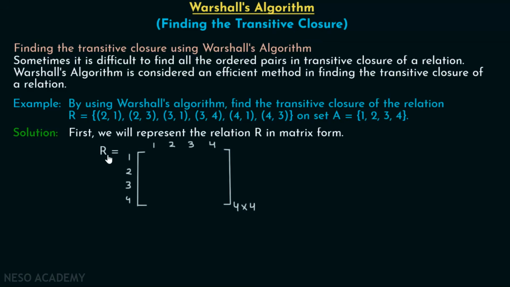Here you can see this is relation R. Currently we have no elements in this particular matrix. You can see that I have written 1, 2, 3, 4 here and 1, 2, 3, 4 here. These are all the elements of set A. We have to write them down on the top as well as on the left side. First, we have to represent this ordered pair 2, 1, which is within this relation R.